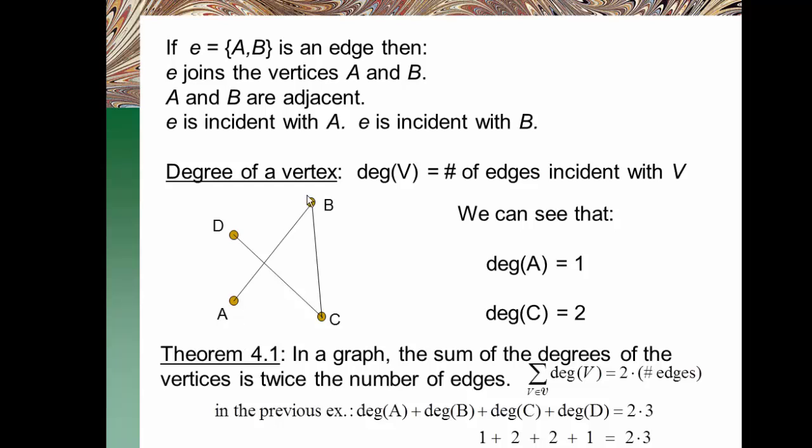If we add all the degrees, we're counting the same edge twice. For example, when we add the degree of A and the degree of B, we're counting this edge twice because the degree of A counts this as one edge that is incident with A, and the degree of B counts this edge again because that edge is incident with B.